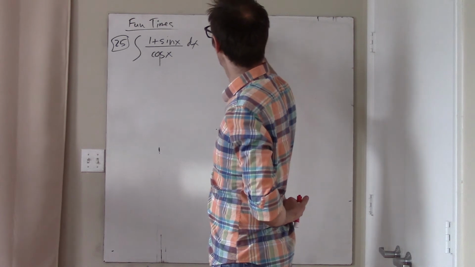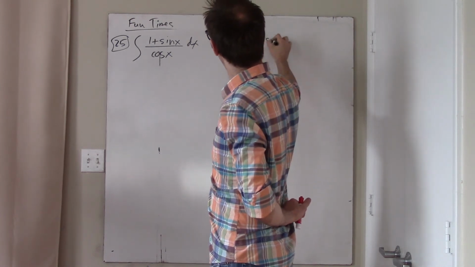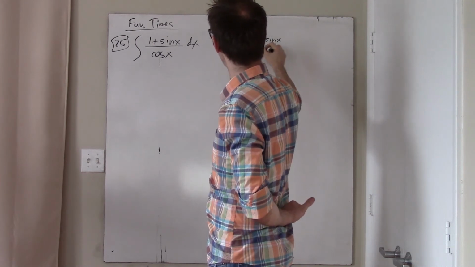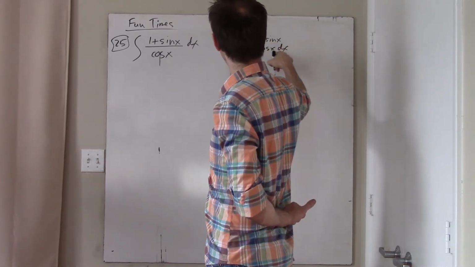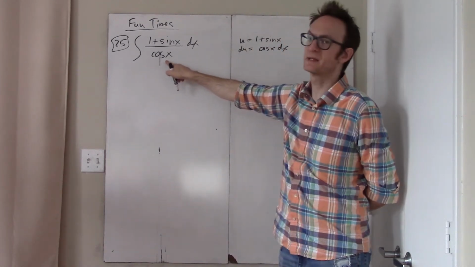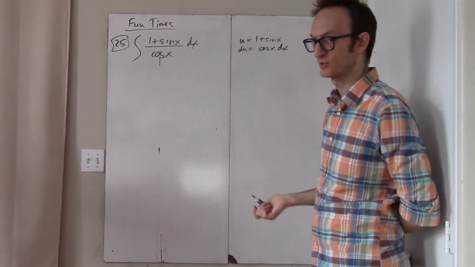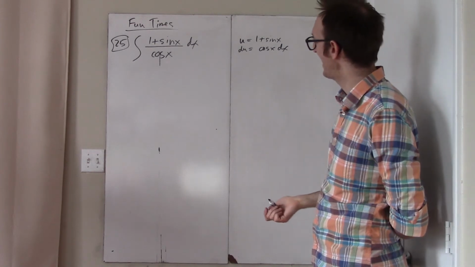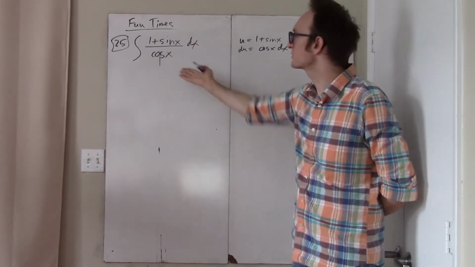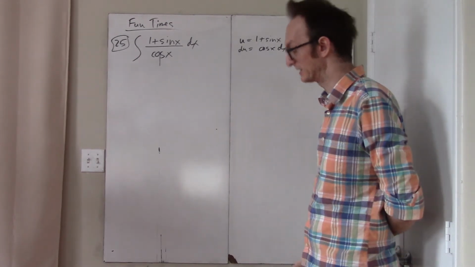Perhaps we let u be 1 plus sine x. Well then du is cosine x dx, so that appears promising until you recognize that the cosine is in the denominator and it shouldn't be there. If you pursue this substitution, it just doesn't work. You just get a du in the bottom, which is meaningless.